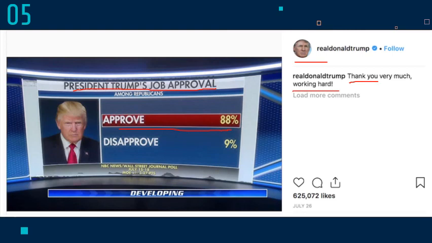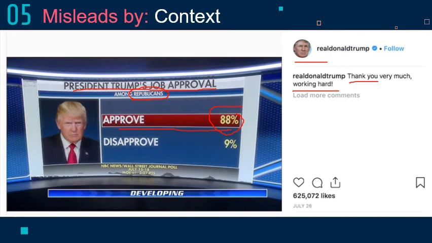But if you look carefully, this is his job approval. That's how many people think he's doing a good job among Republicans. And it's actually not even among voting Republicans. It's just people, politicians in his own party. So of course, it's hopefully going to be a high approval rating. So it's actually kind of misleading. So it's misleading by not telling us the full context.